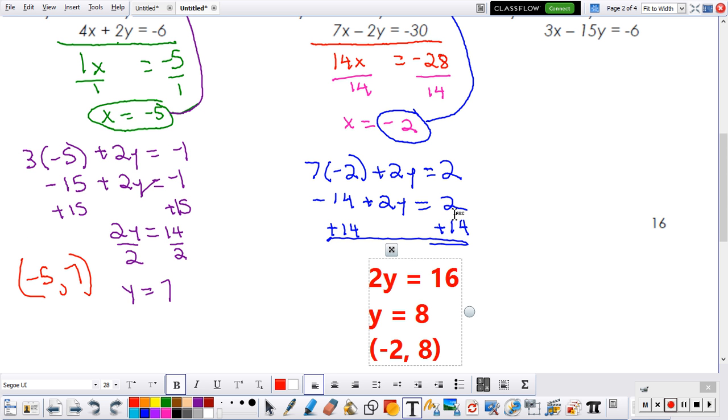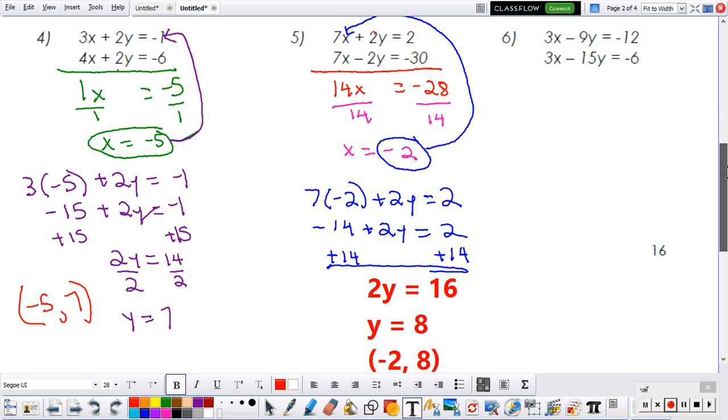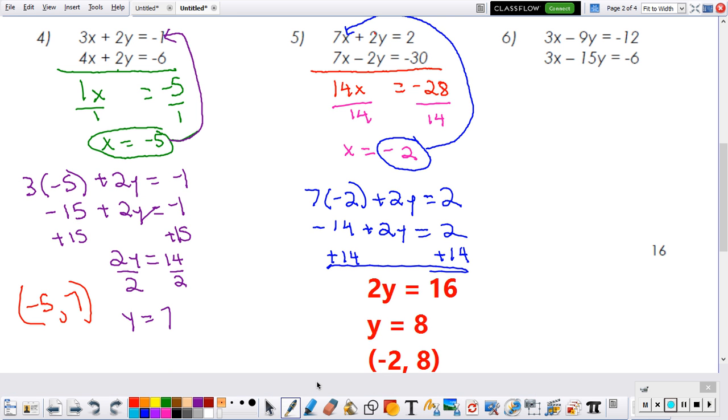I want everyone to examine the structure of number 6. I want you to look very carefully at the coefficients. Let's see if we can get the pen happy again. Okay, so I see the x's are 3 and 3, and I see the y's are -9 and -15. These are not the same, so I'm not going to mess with these. But here we have 3 and 3. One of them needs to be made negative. Because they're both positive, it really does not matter which one you make negative.